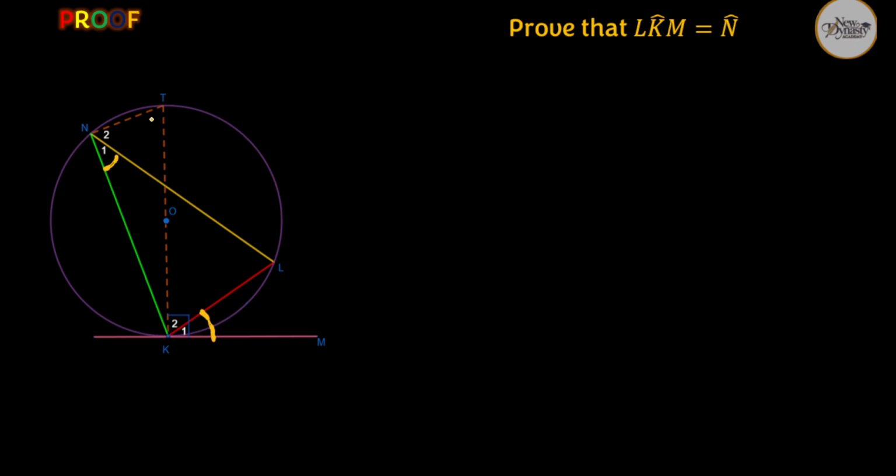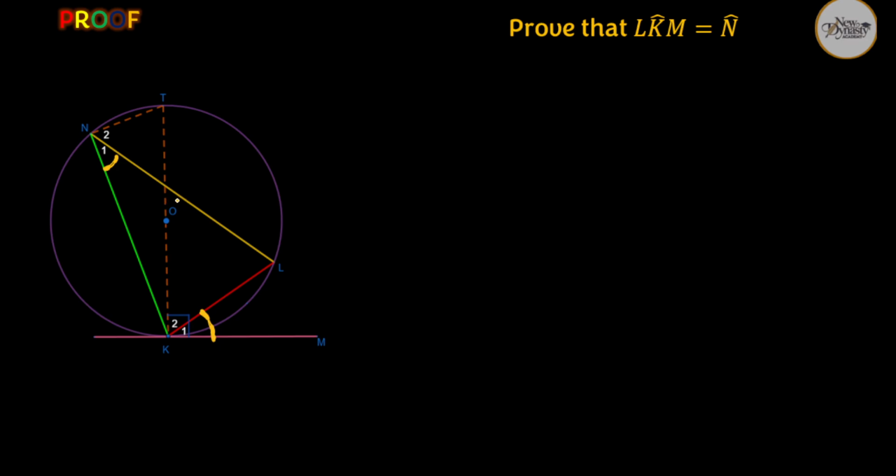And the other theorem is that the angle in a semicircle is 90 degrees. What is a semisegment? Remember, when we've got a diameter in the circle, it cuts your circle into two segments, and those segments are called semisegments. So the angle that is subtended by a diameter is 90 degrees.